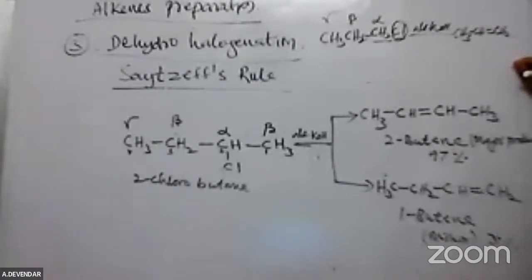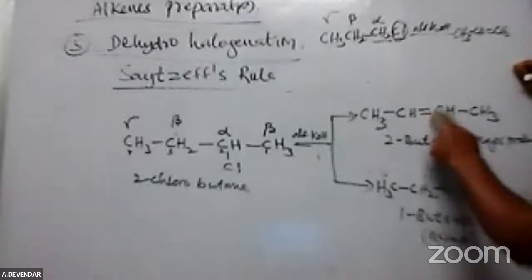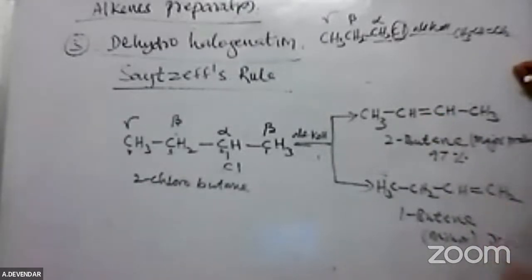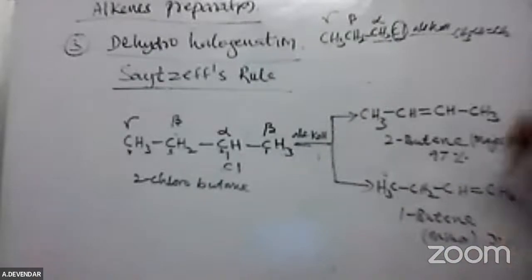Which type of isomer? Positional isomer. The position changes here; the second position becomes the first position. Positional isomerism is possible in alkenes, where the double bond is shifted from one place to another. That is called positional isomerism.